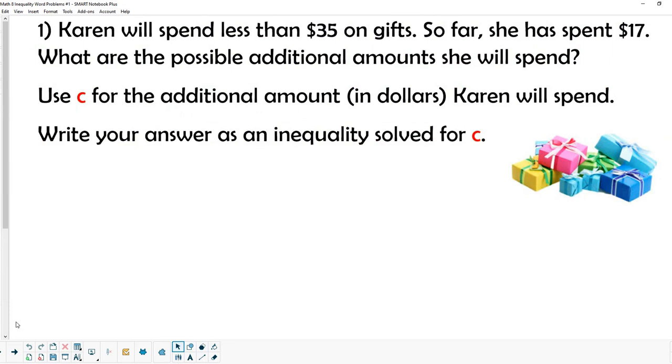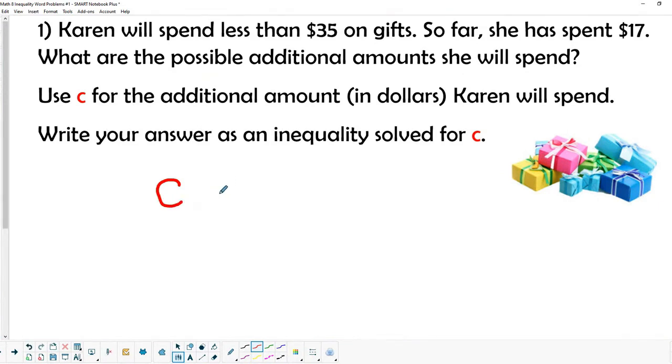Karen will spend less than $35 on gifts. So far, she has spent $17. What are the possible additional amounts she will spend? Use C for the additional amount in dollars Karen will spend, and then write your answer as an inequality solved for C. So let's start out with C.